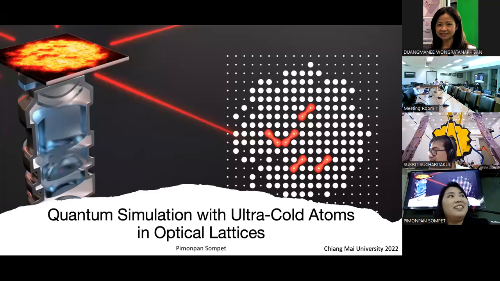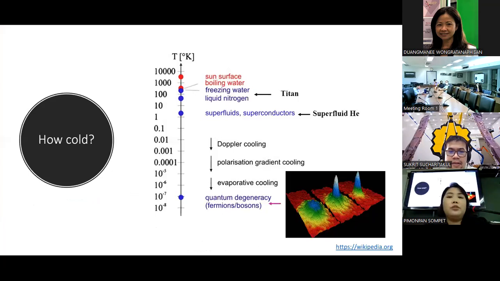So maybe I start again. Today I'm going to talk about how we use ultra-cold atoms for quantum simulation. Mainly I will talk about my experience that I gained from working abroad, and also, of course, about quantum simulation. Let me first introduce what cold atoms are and how cold it is.